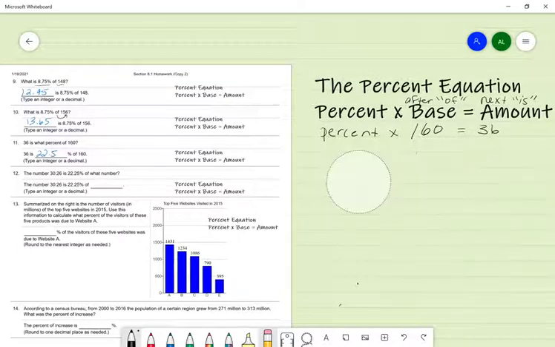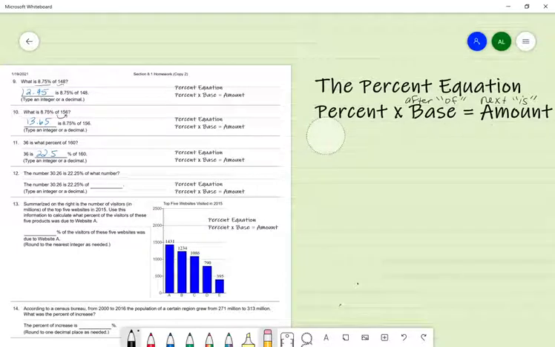All right, so you're back. So let's look at number 12. The number 30.26 is 22.25% of what number? So again, we're given the percent because we have a number that has a percent sign. So I'm going to write 22.25% under the percent here, times, after the word of, there is no number given.